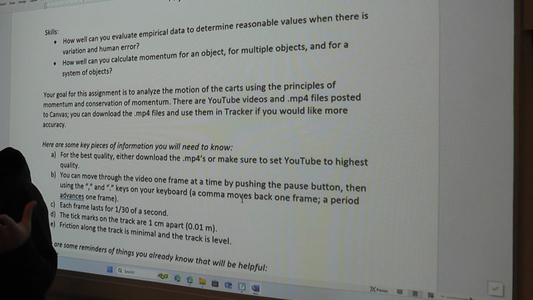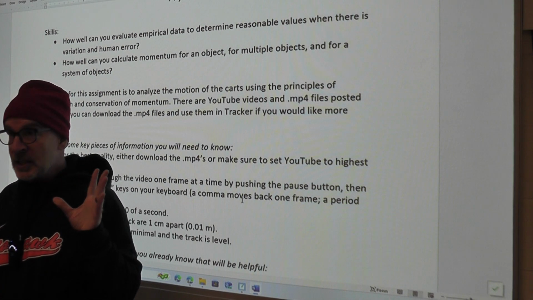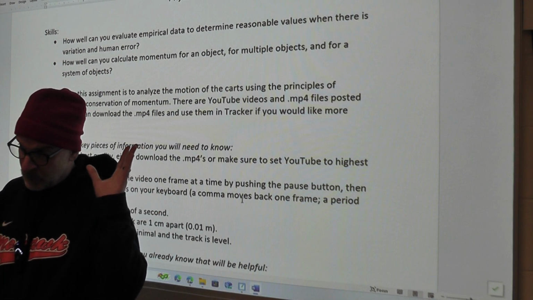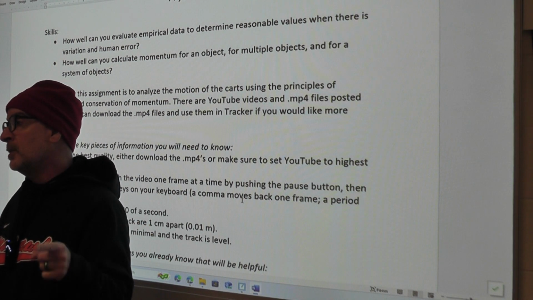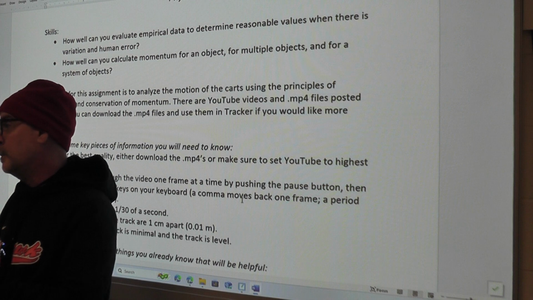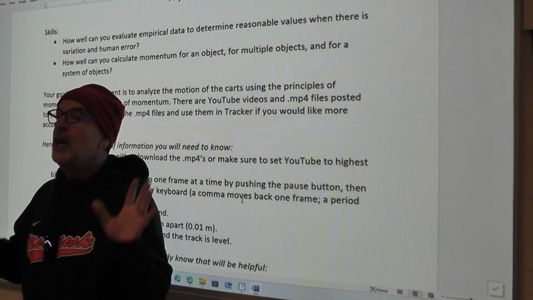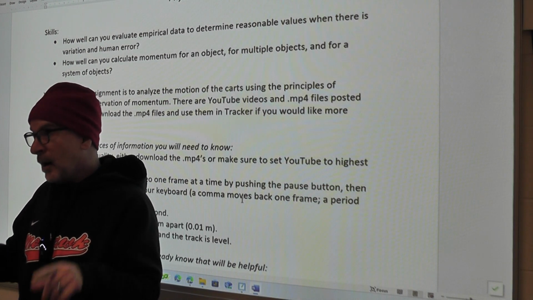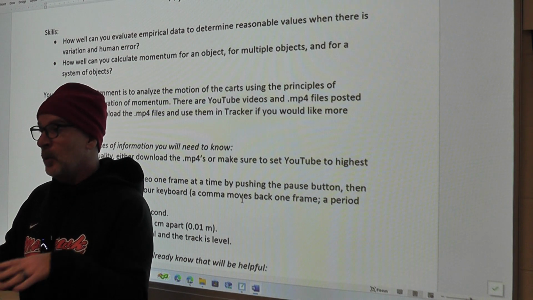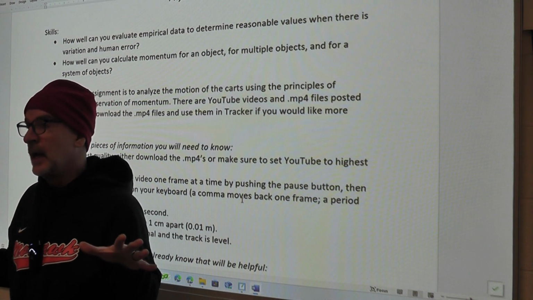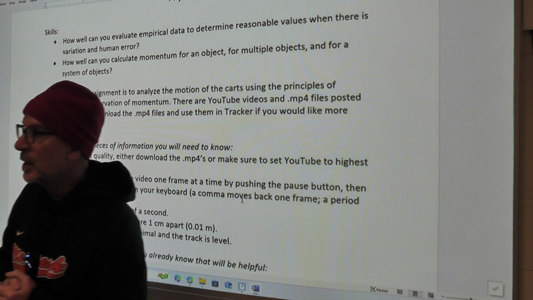And here's what's really interesting, is that even though we're all going to be watching the same video, and there's actually 3 videos, and I put them on YouTube. I also uploaded 3 high-res versions of those for people who want to use Tracker. So there's a couple different ways that you can look at this data. With 6 videos of the same carts, 3 different collisions, we're going to end up with a huge variety of estimates for velocities and our other calculations that we're going to make.